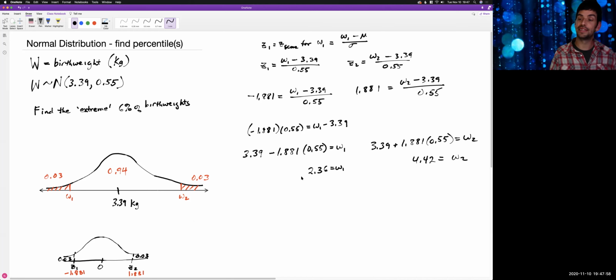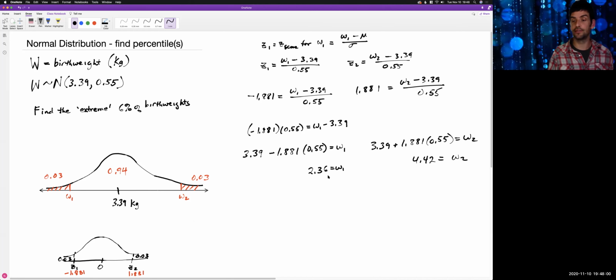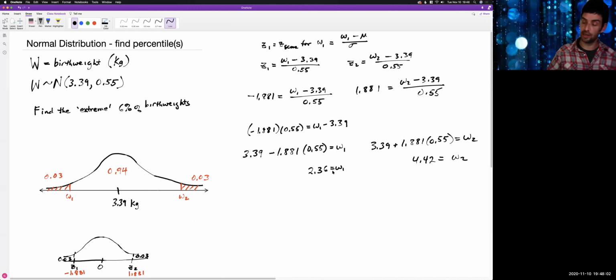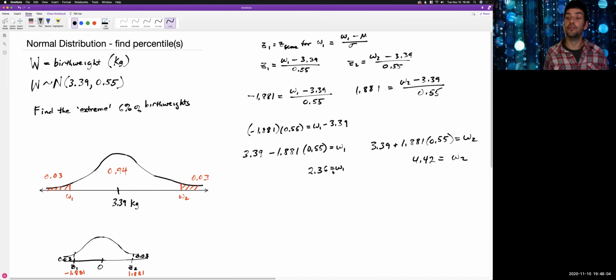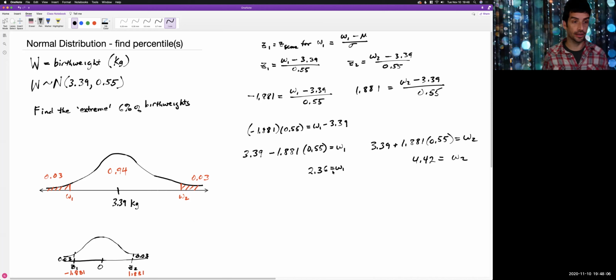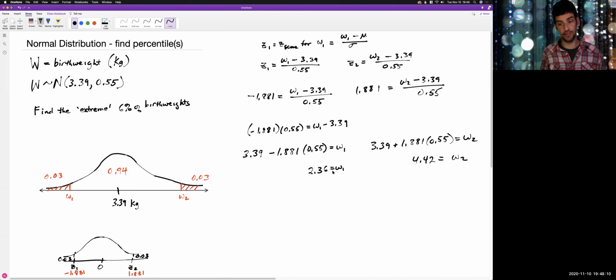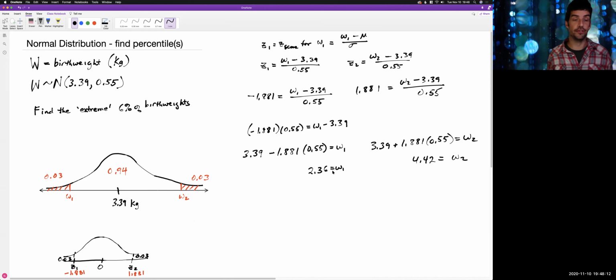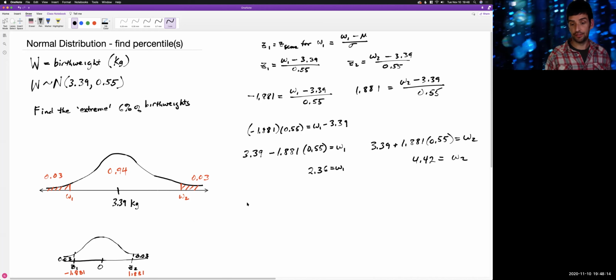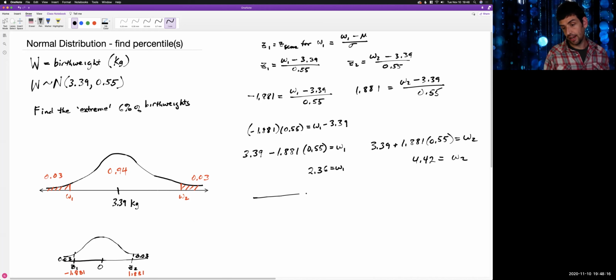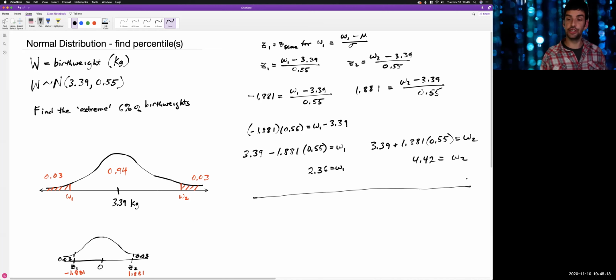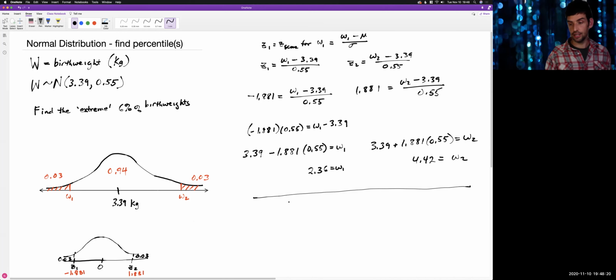right? Or the 3% of birth weights are below 2.36 kilograms and 3% are above 4.42 kilograms. Okay, so that's it. That's how we can go backwards from our z-scores to the data values. There is a nice relationship in here that I just want to take a moment to generalize.